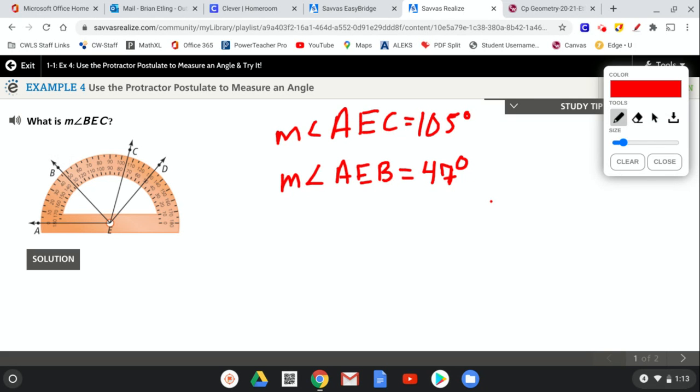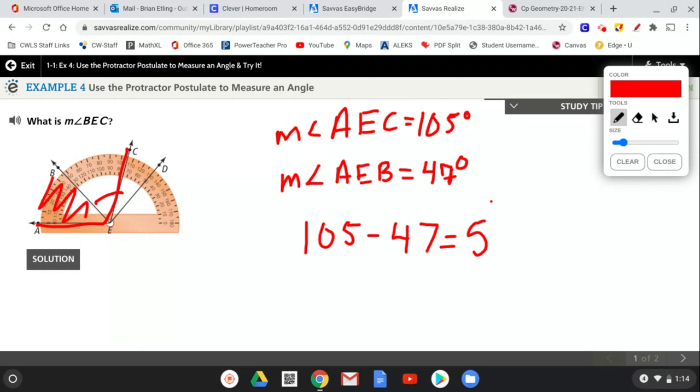So all we have to do now is, we know the measure of the whole thing. We know what this part is. So 105 is the whole thing. We are going to subtract out that 47, which is the part that we don't want, to get this angle right here, BEC. So when we do 105 minus 47, we are going to get 58. So the measure of angle BEC is 58 degrees.